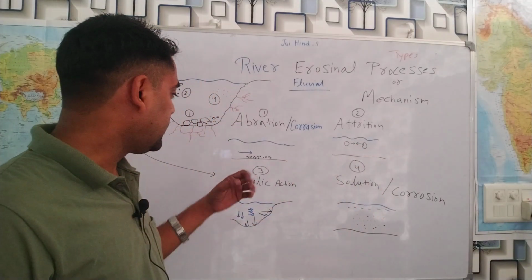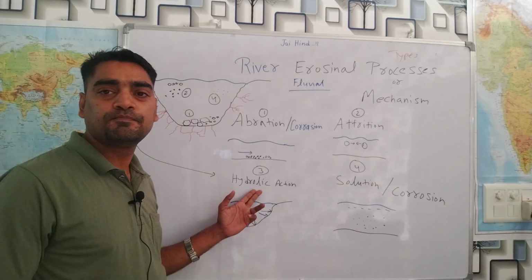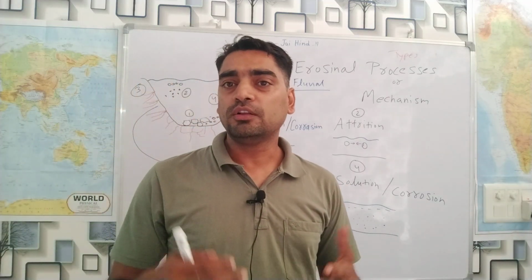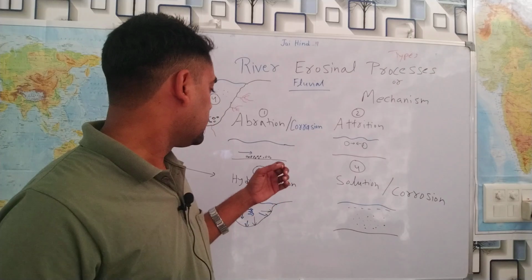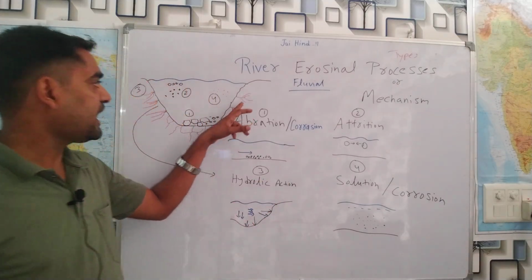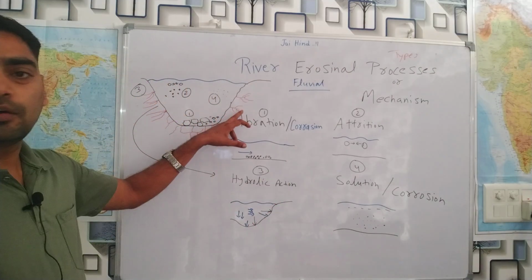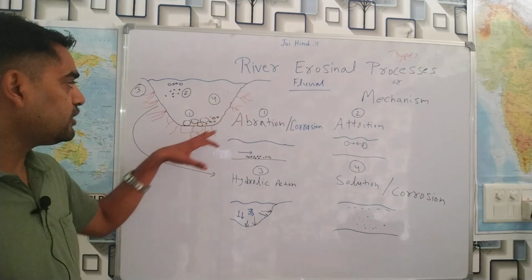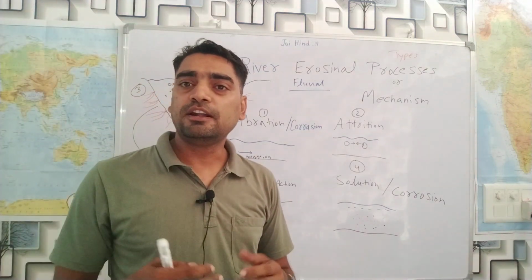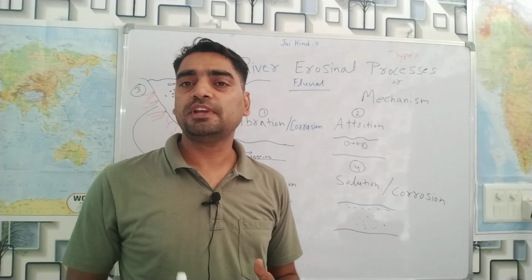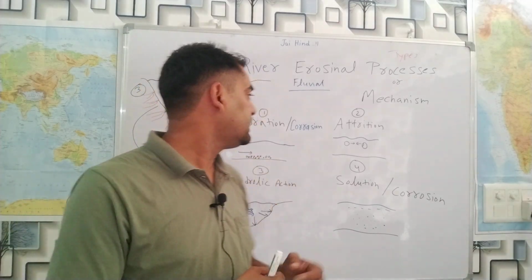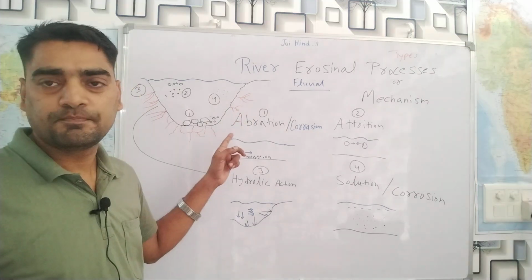Next, the third process is hydraulic action. There is a pressure put by the water, the river water, on the banks and even on the river floor. You can see that cracks are getting developed on the banks or at the river floor. This kind of erosion is known as the hydraulic action process, because the pressure of the water is behind this erosion process.